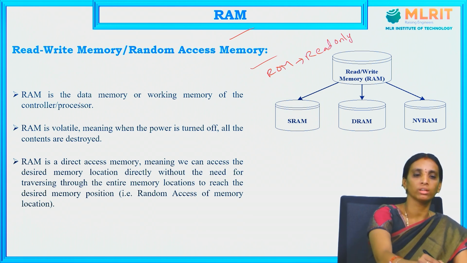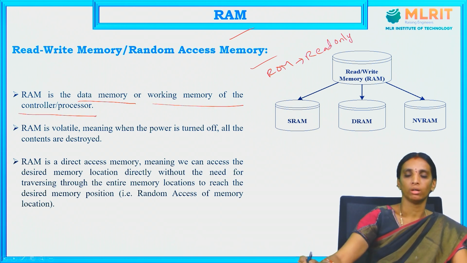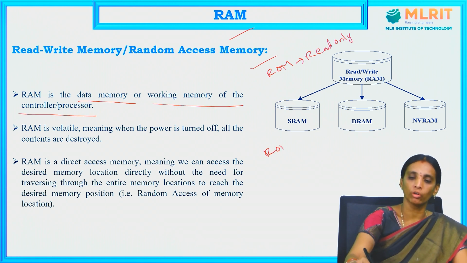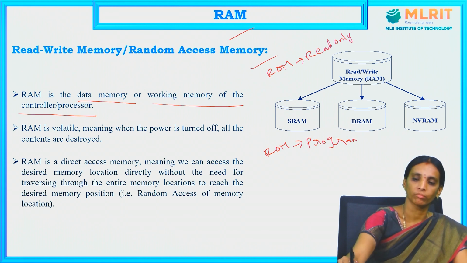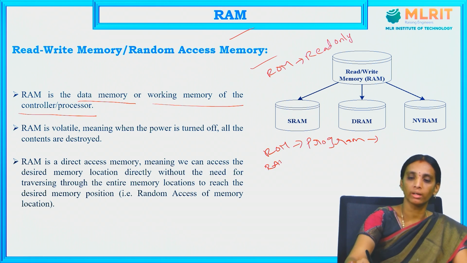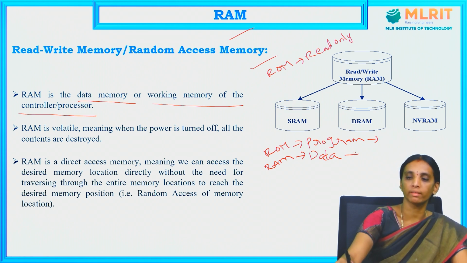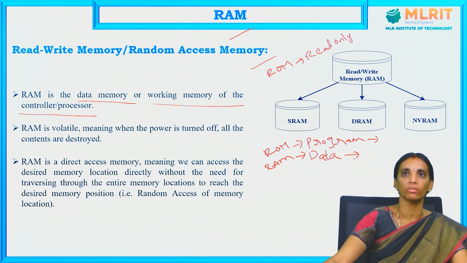Here this is the data memory or working memory of the controller or processor. That's why the read-only memory is used for storing programs, and hence it is called program memory. This RAM, random access memory, is used for storing the data used for our design or our programs. Hence it is called data memory in embedded system design. This may be on-chip or off-chip.